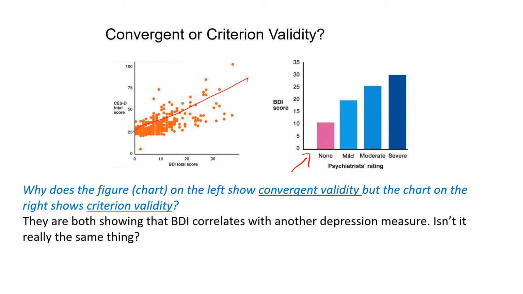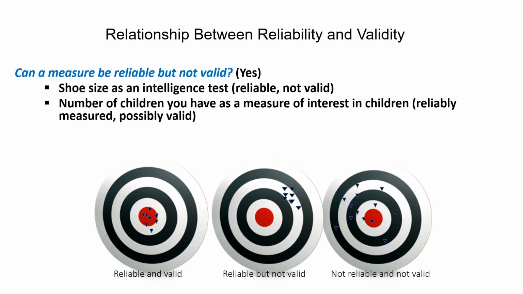So it's very important that you differentiate those. And the more you can show these different types of validity, the better. Criterion validity is the best. But if you can't do criterion validity, you do convergent validity. And if you can do both convergent and criterion validity, all the better. So let's finish up by talking about the relationship between reliability and validity real quick, because it's going to explain reliability and validity in another way.